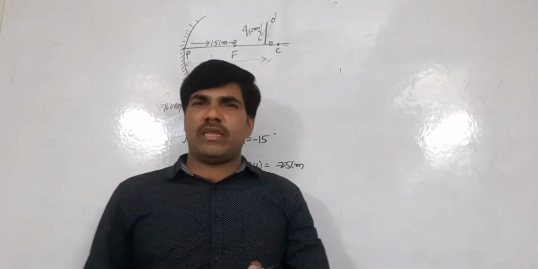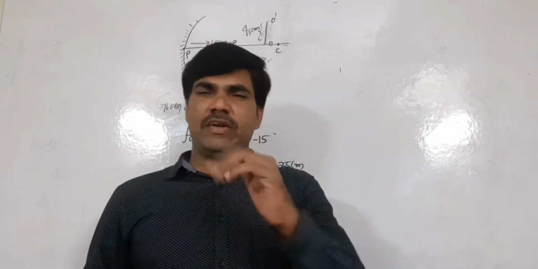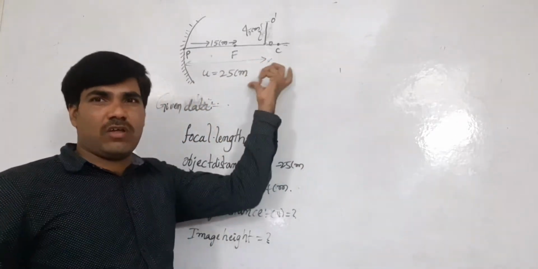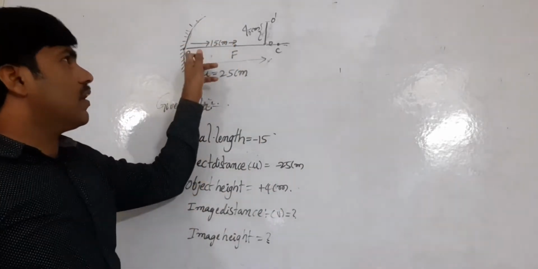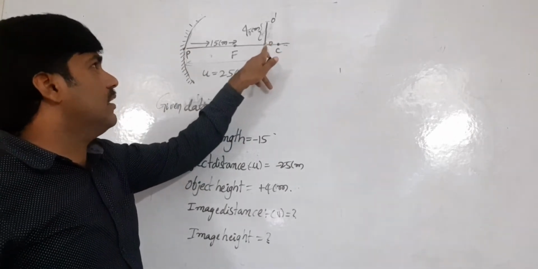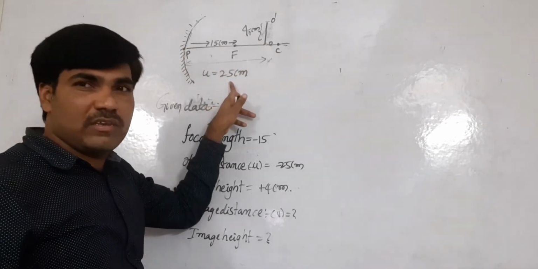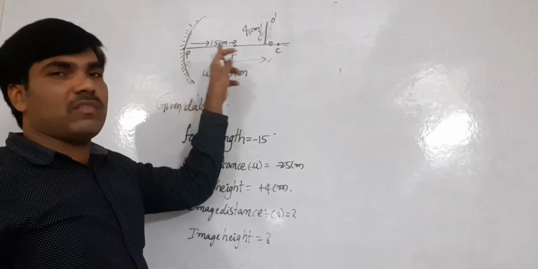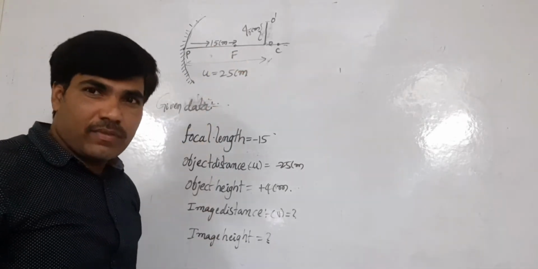Yes, students, now the next problem, the second problem. The given data we have already observed. Based on the data, let us draw a diagram. This is the concave mirror. From the mirror we place an object, and the distance from the mirror to the object is 25 centimeters. The object height is 4 centimeters and the focal length of the concave mirror is 15 centimeters.